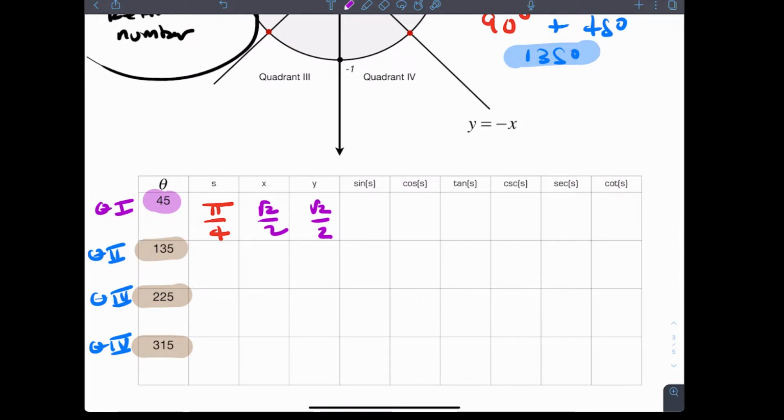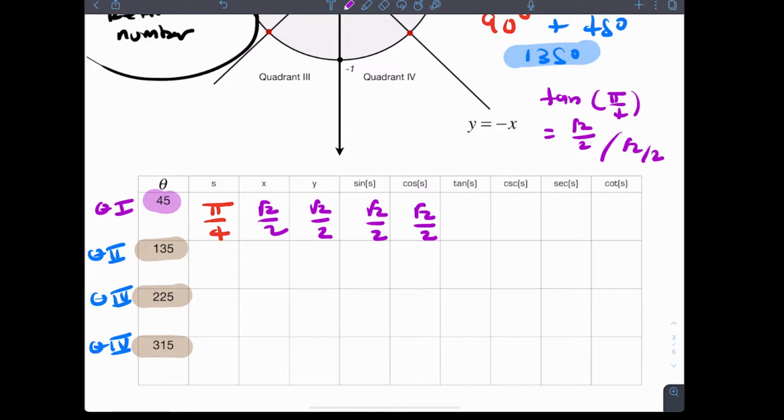What is sine? Is that x or y? Square root of 2 over 2. What's cosine? Oh, they're the same. What's tangent? What about this? Tangent of pi over 4. Square root of 2 over 2 divided by square root of 2 over 2. Isn't that 1? You guys see the point? You could get the rest of the ratios.